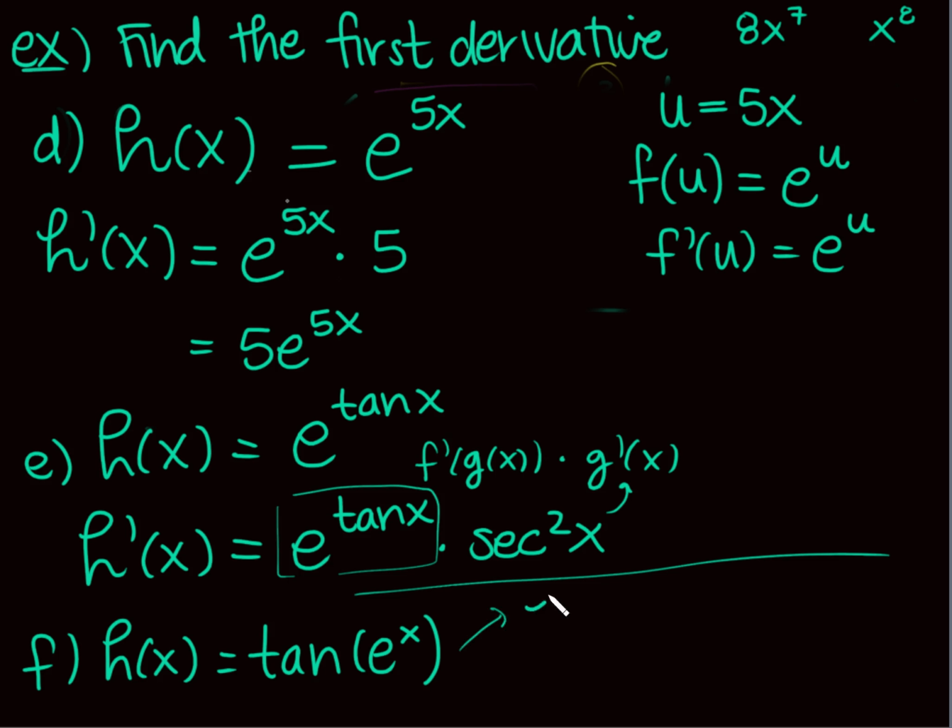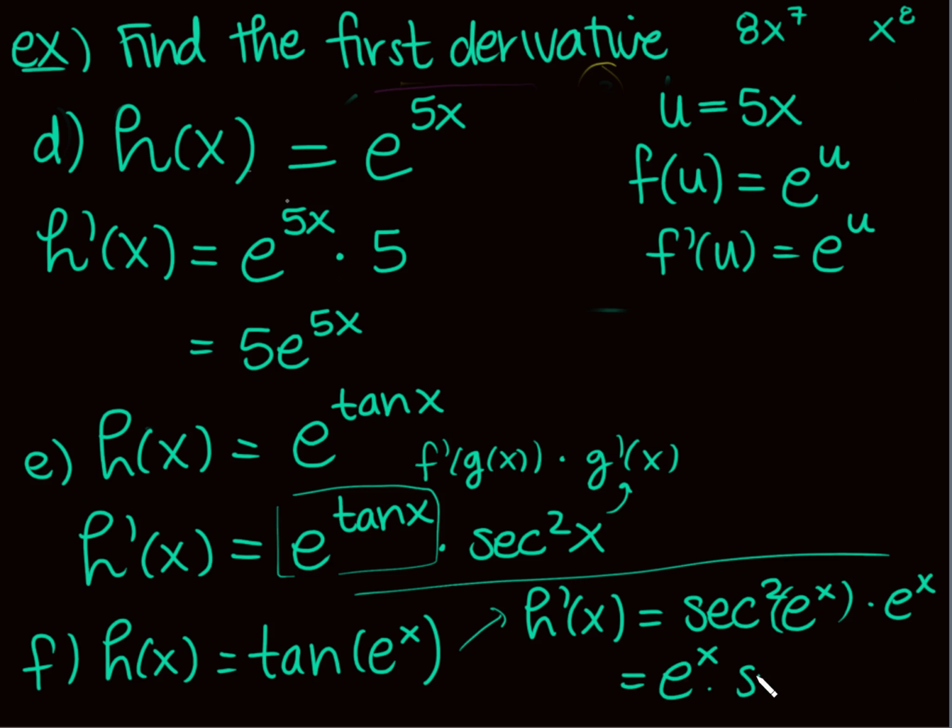All right, outside function. In this case, it's pretty easy to see, I hope, that my outside function is tangent. So what is the derivative of tangent? That's secant squared of e to the x, right? Leave the inside times the derivative of the inside. So this would be e to the x times the secant squared of e to the x. That one's a little funky looking, but I hope that makes sense.